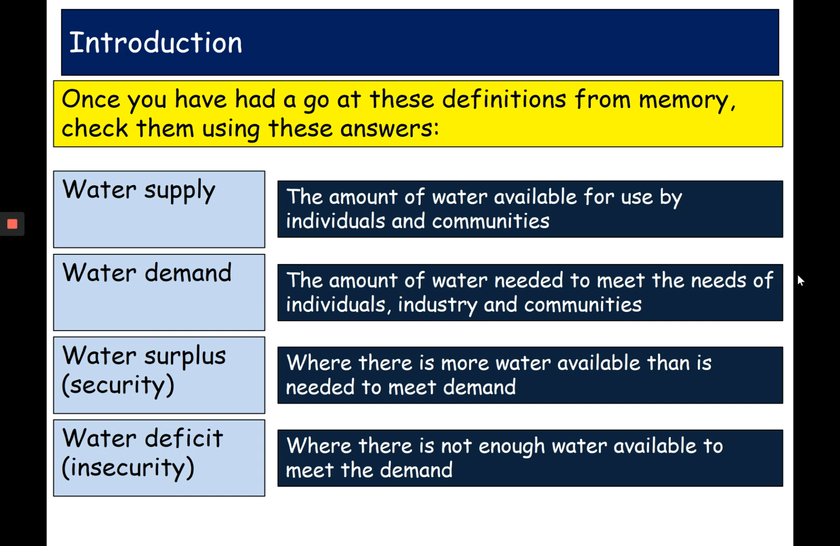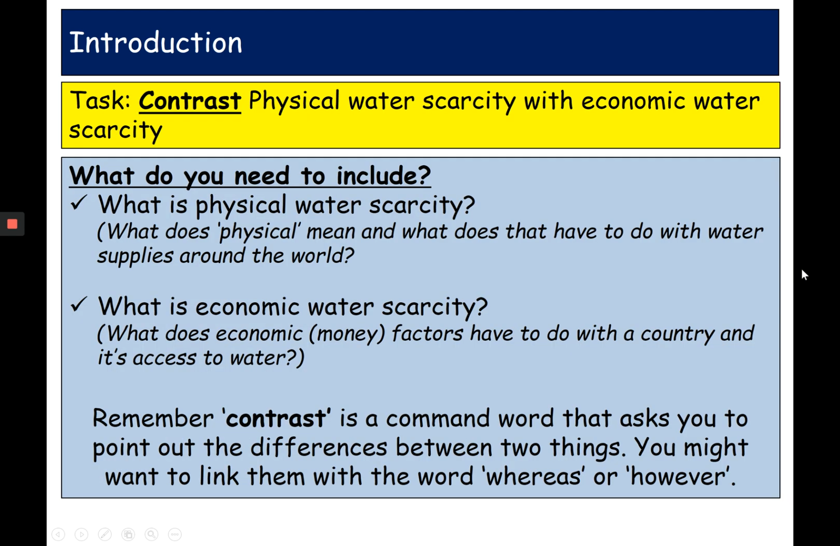Underneath that, you need to contrast physical water scarcity or water insecurity with economic water scarcity. Now, on the next slide, I'll give you a little bit of a helping hand with this. So if you're going to answer that correctly, you can imagine it's like a 3-mark exam question, where contrast is a really important command word. We need to understand what it means. And as I've said at the bottom of the slide here, contrast asks you to point out the differences between two things. So there's no point in just writing two sentences in that box, one about physical water scarcity and one about economic water scarcity.